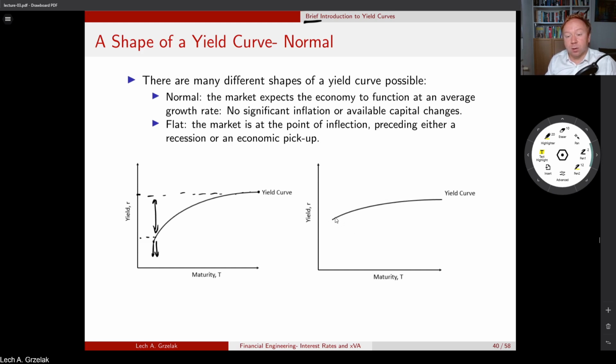This is a case of a flat curve. So as you can see, compared to the previous case, long-term yield is almost the same as the short-term yield. This is a sign, typically, this is a transition between a normal yield curve to a so-called inverted yield curve, where the long-term yields are lower than the short-term yields. That's typically associated with a crisis or market perception of an oncoming crisis in the financial world. And this is typically flat. It's a transition between a normal curve and an inverted curve.